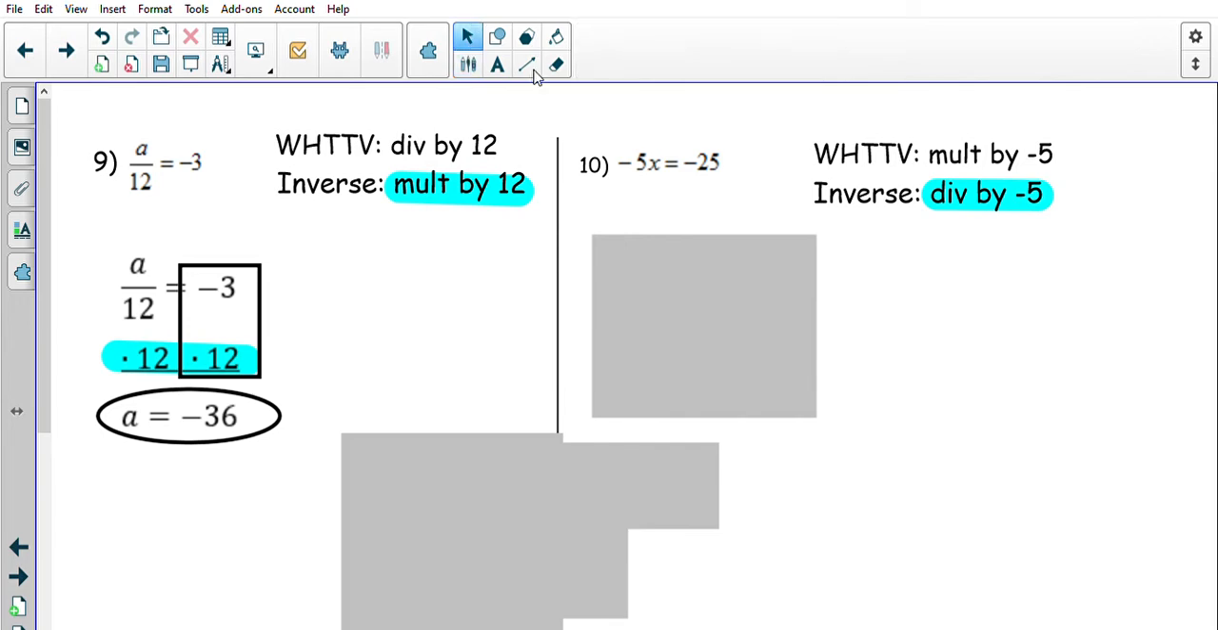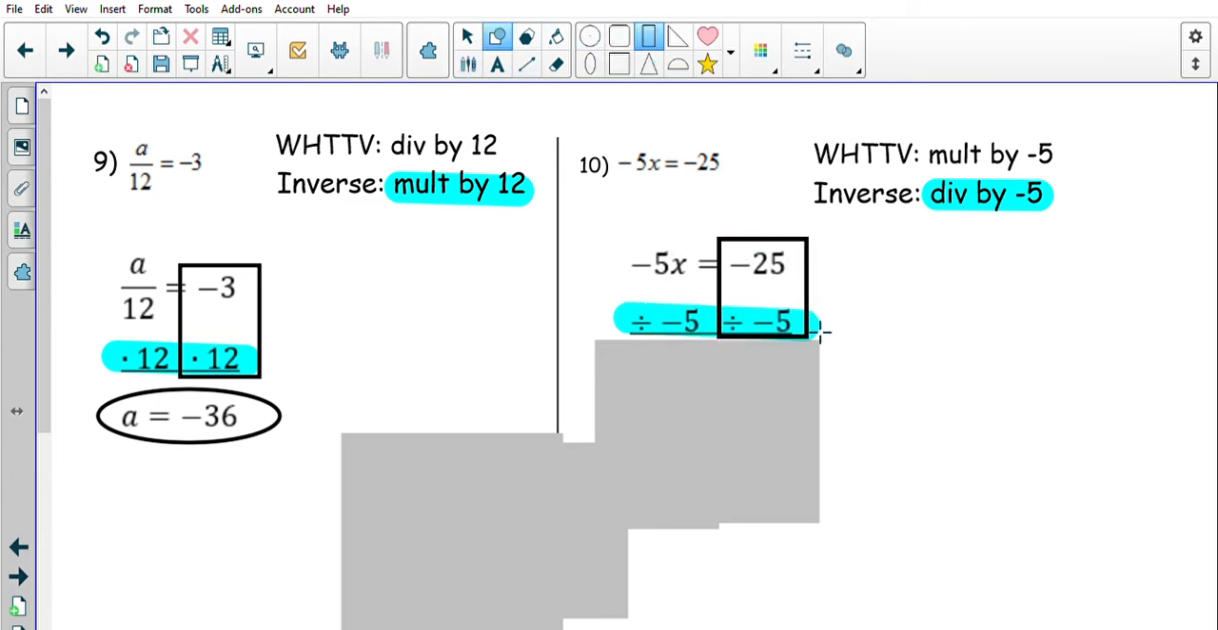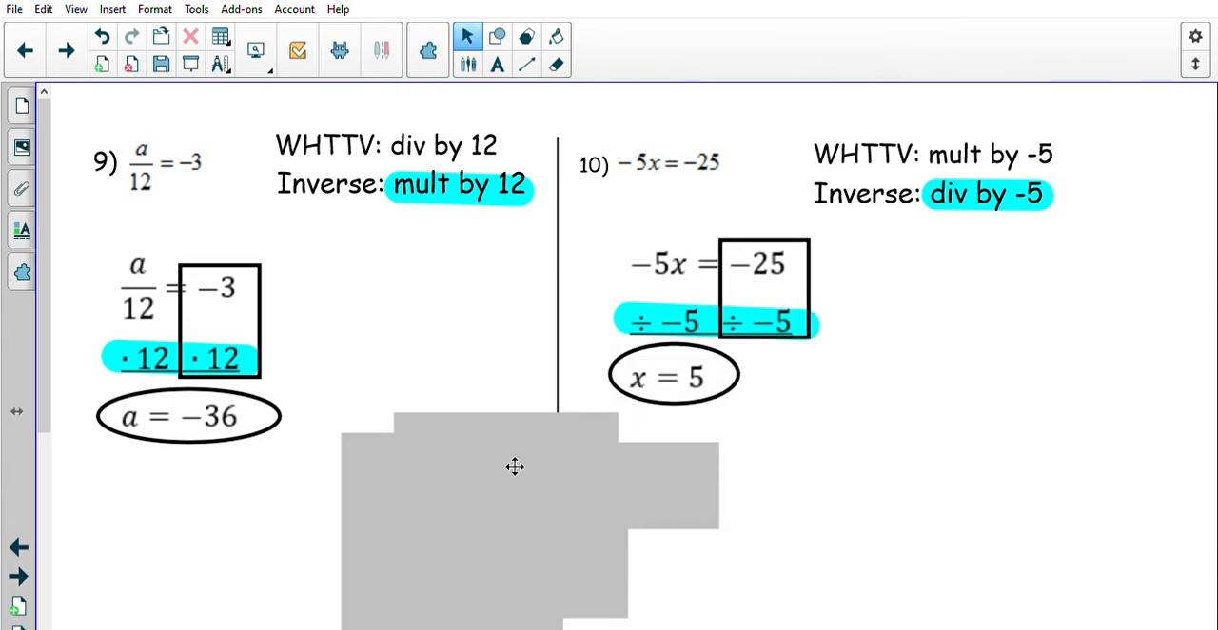All right, let's show our inverse one time on each side. So we're going to divide both sides by negative 5. What we're plugging into our calculators is negative 25 divided by negative 5. So our solution will be x equals positive 5. Remember, you can check your solution. Do negative 5 times 5 in your calculator, hit equals. It better get you negative 25, and it will.